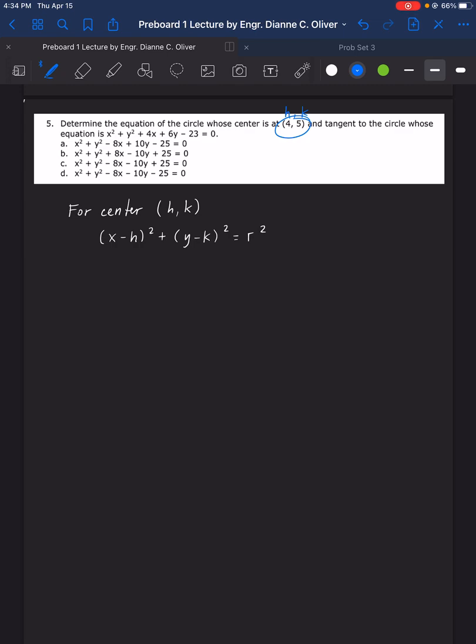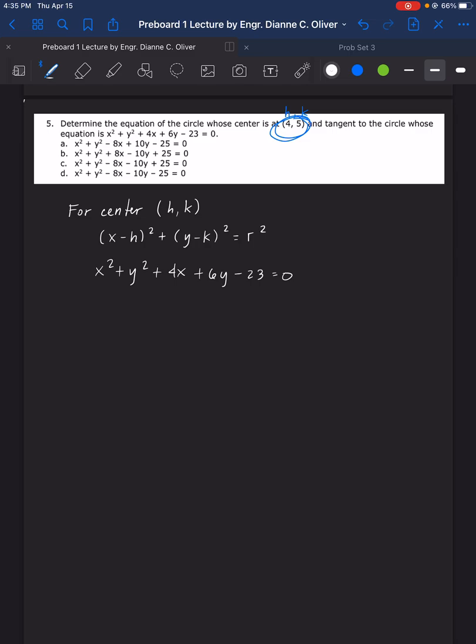Here, what's missing for the equation with the center 4, 5 is the radius. It is best to sketch the circle with this equation. So let's find the sketch of this one equation here. We need to find the center and the radius also. So we have x squared plus y squared plus 4x plus 6y minus 23 equals 0.